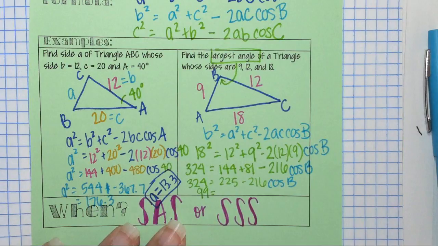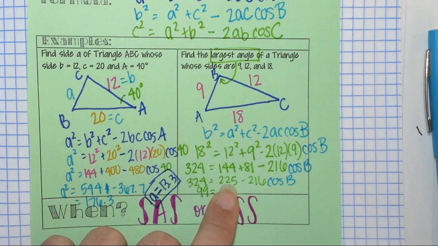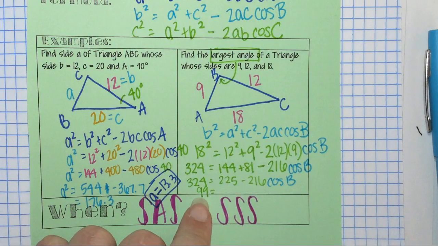So 99 equals... After that last step. Right here? Yeah, after that. I just subtracted 225 from both sides.